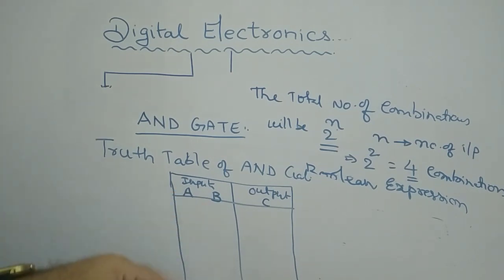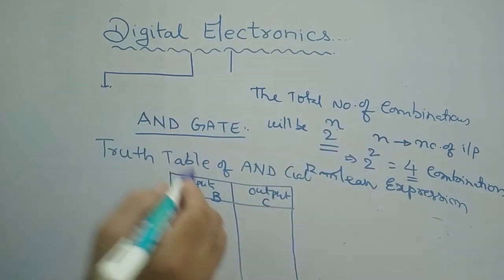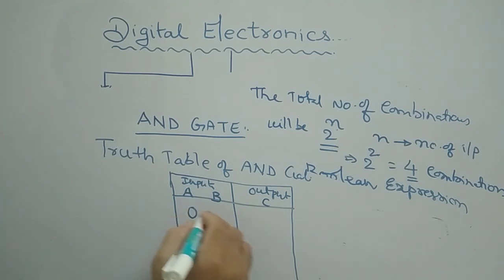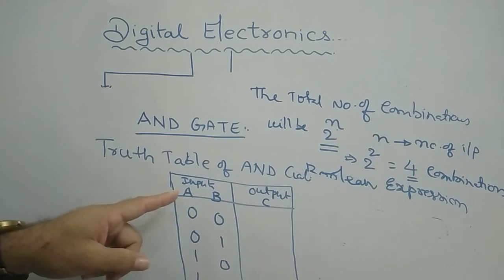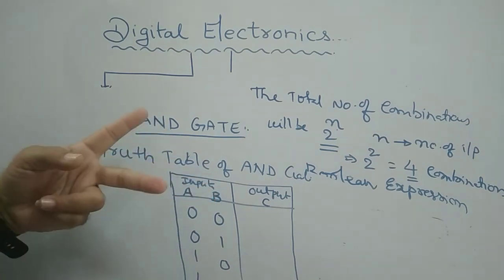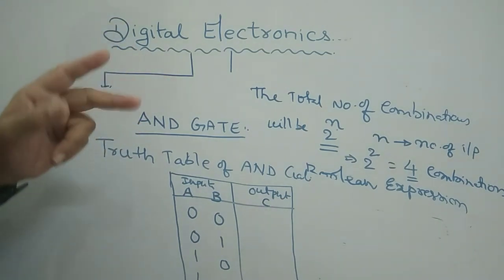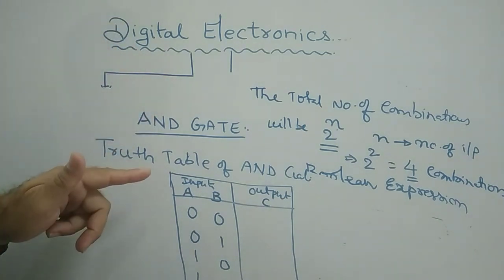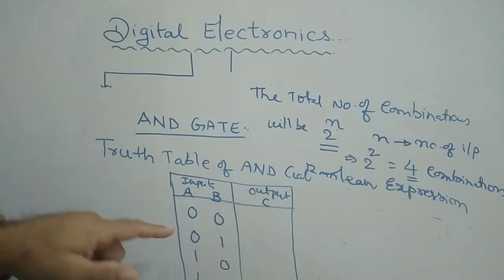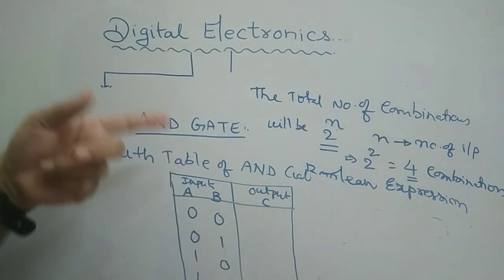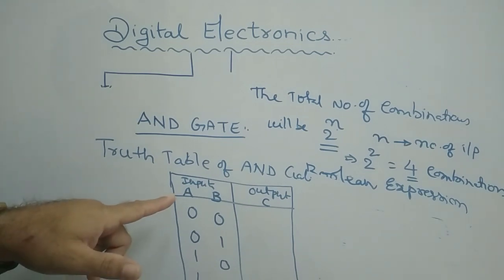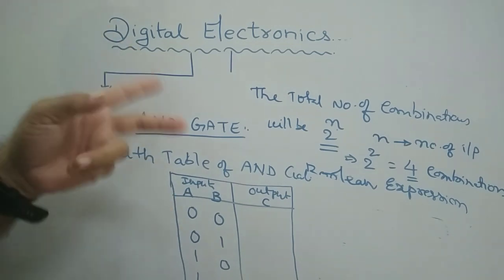Therefore, how many combinations? There are 4 combinations. Those are 0 0, next 0 1, next 1 0, 1 1. Your inputs A and B both can be 0. You can apply A as 0, B also 0. That is the first combination. For the second combination, A can be retained as 0, and now you can change B as 1. Means 0 1.